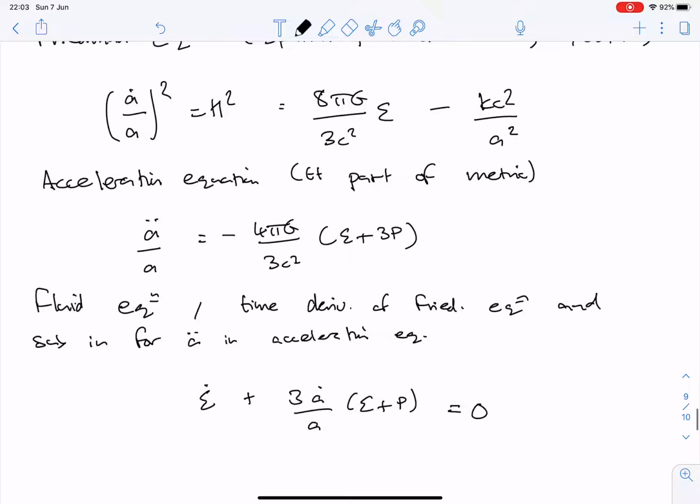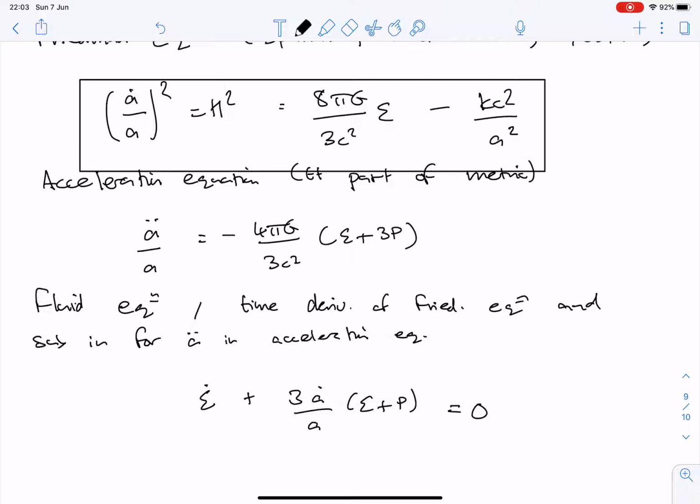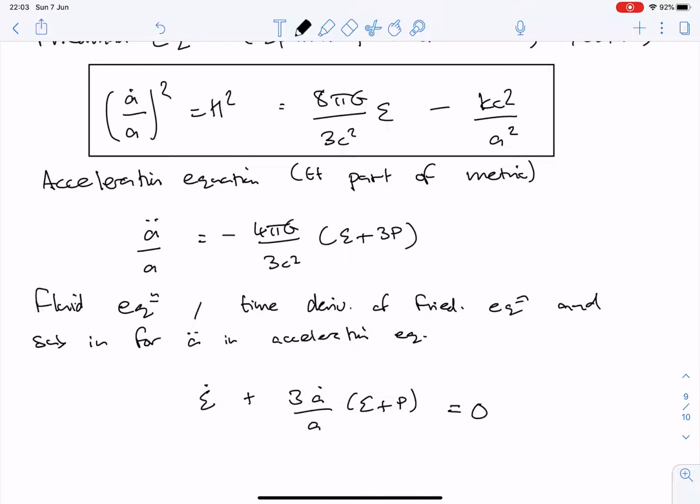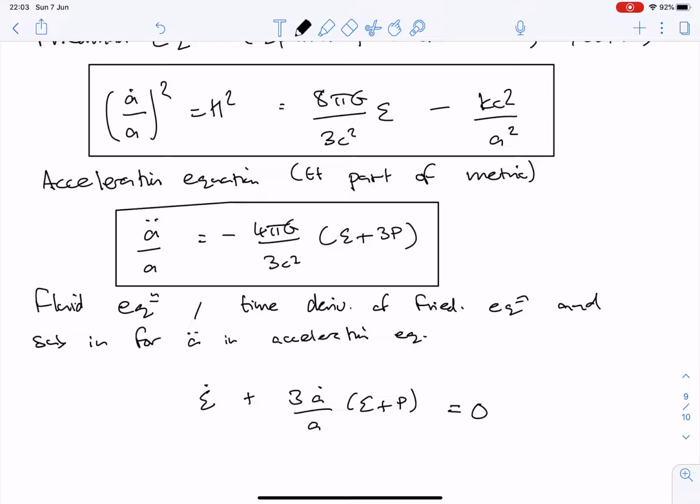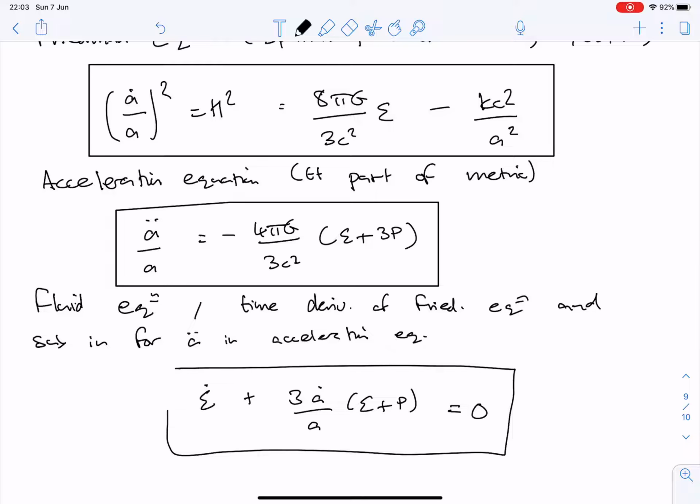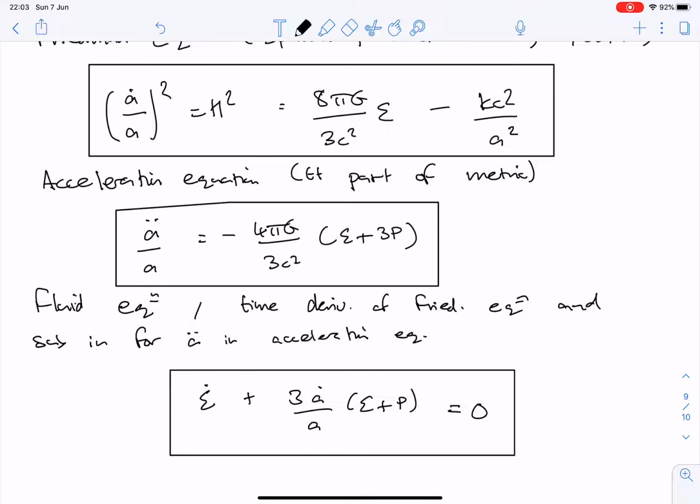And so these equations, which do conveniently fit on a single view graph here, I shall put them in boxes. They are your equations of cosmic dynamics. If you solve them, you know how the energy density and the scale factor will evolve with cosmic time, and you can therefore derive how the size, i.e. the scale factor of the universe, changes with cosmic time.